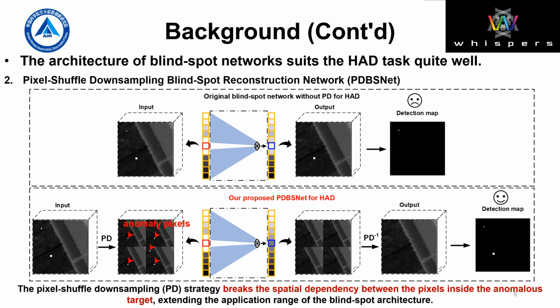to unsatisfactory detection results. To this end, we introduce the pixel shuffle downsampling (PD) strategy, which breaks the spatial dependency between the pixels inside the anomalous target and spreads the anomalous pixels into different sub-images. It extends the application range of the blind spot architecture, and it is suitable for detecting anomalous targets of different sizes.